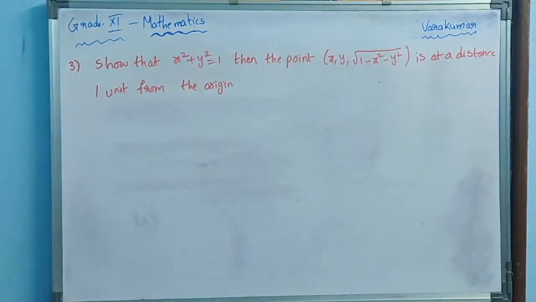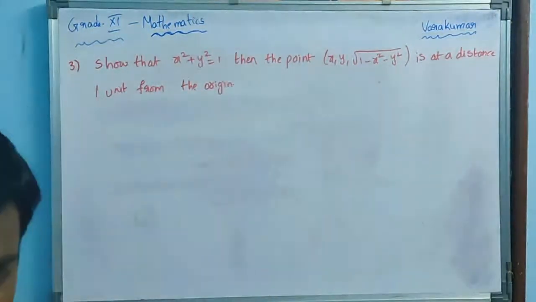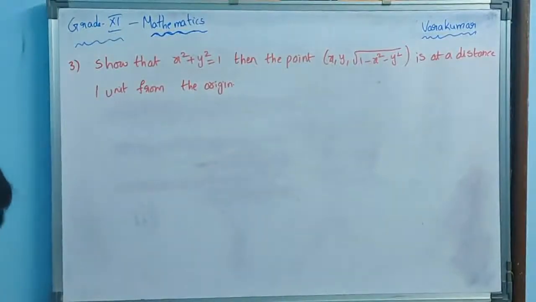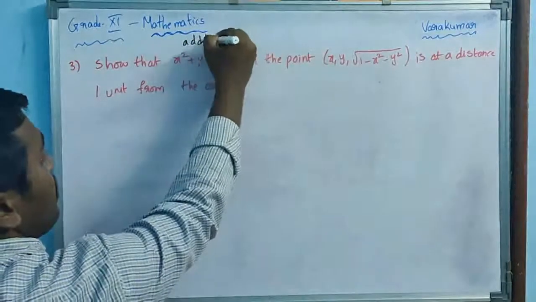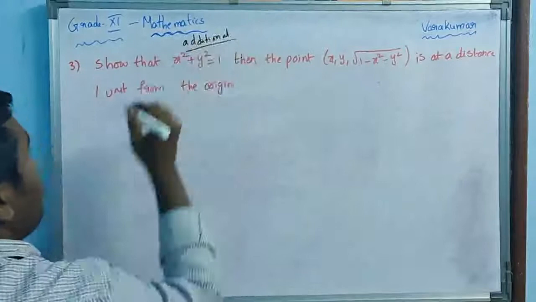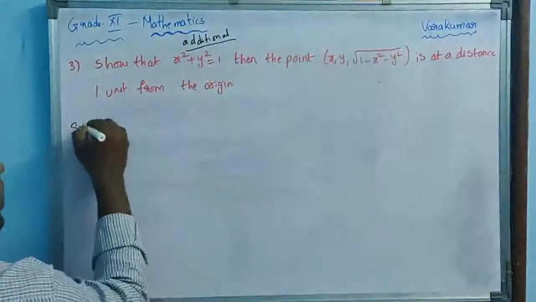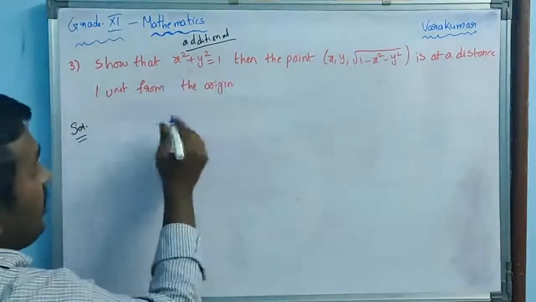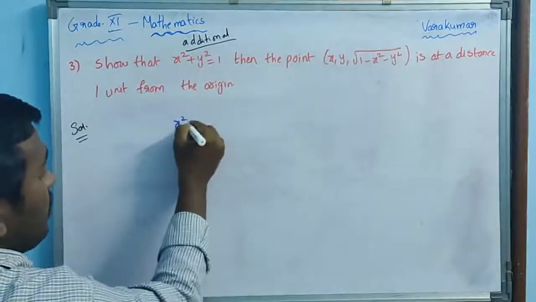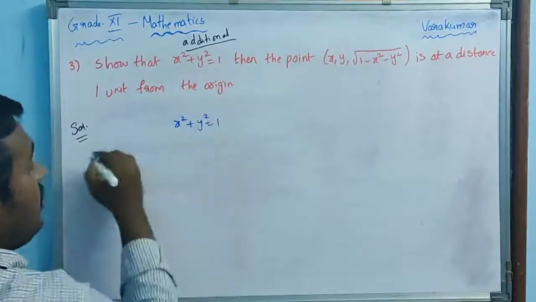See, I have said you already. Now I am going to explain you all the additional models in this. These are simple questions, but you need to understand the logic alone. Now, what is given? If x square plus y square equals 1, then the point is at a distance of 1 unit from the origin, right? Now, x square plus y square equals 1 is given, am I right? Given.